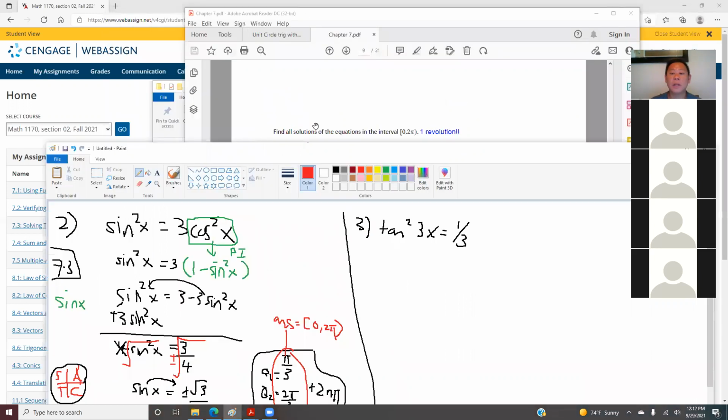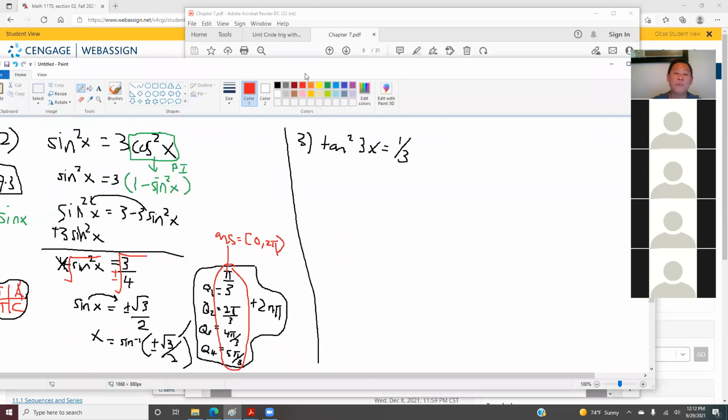Next, question number 3. Question number 3 is tangent squared 3x equals 1/3. So what we do here is the x is already on one side. So we want to get rid of the square. So I will square root it. And as usual, square root, I need plus minus. So don't forget the plus minus. So again, the plus minus means you need to give me 4 quadrants. Okay. So in the test or in your homework, if you have a square like this, it means you need to give me all 4 quadrants, 1 to 4.